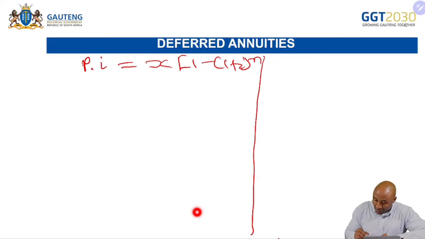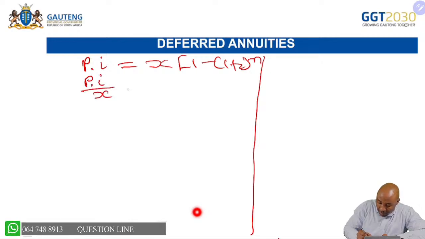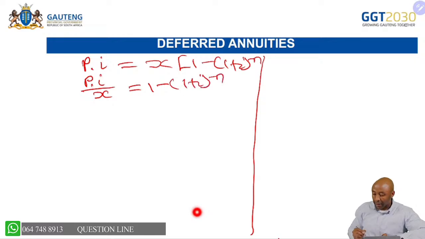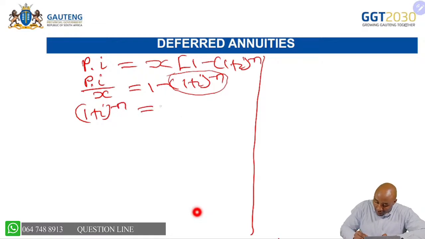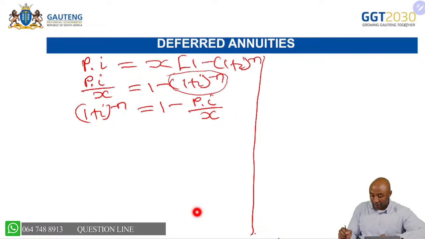Now from there, we want to make N the subject. So we'll divide both sides by X and we'll get P times I over X is equal to 1 minus 1 plus I to the power negative N. From there on, we want to make this term the subject. I'll take it to the left hand side and I'll have 1 plus I to the power negative N as equal to 1 minus what I have on the right hand side, P times I over X.